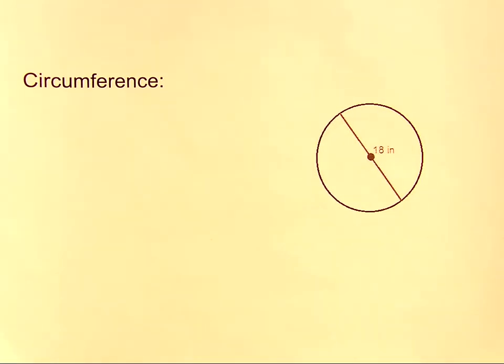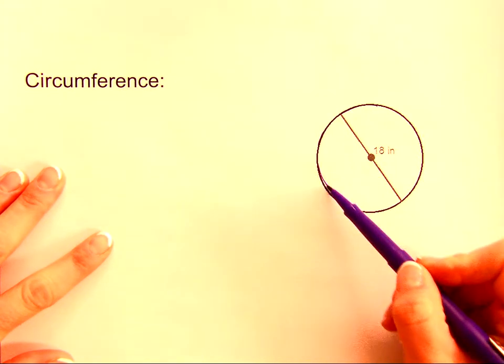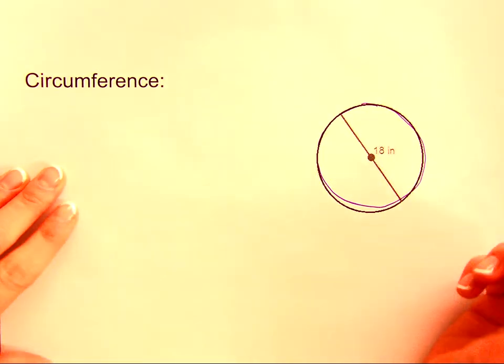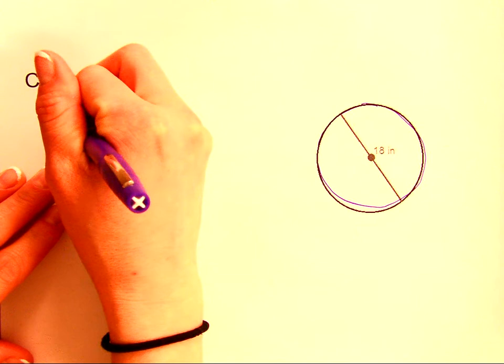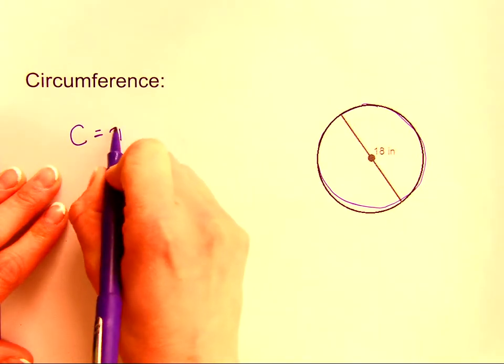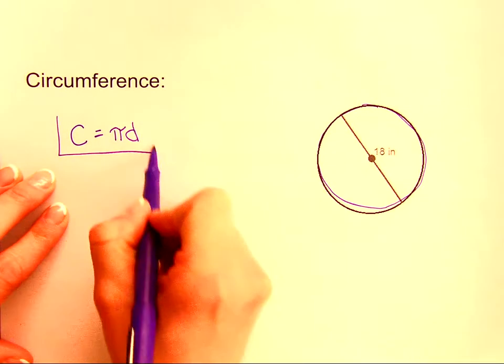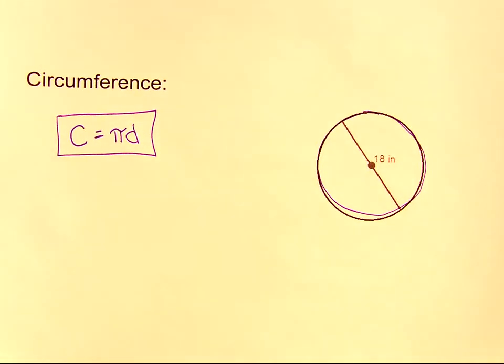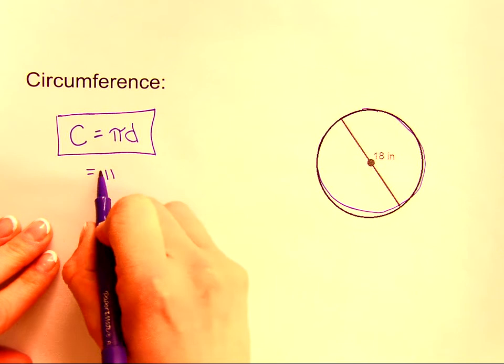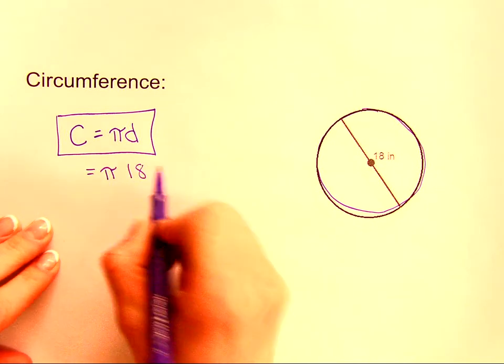So one of the other things that you learned last year about a circle was how to find the circumference. So circumference is the distance around the outside, right? How long is it around the outside of a circle? So the formula we use to find circumference is C for circumference is equal to pi times diameter. So in this case, I was given the diameter, so to find circumference in my calculator, we'll need to type in pi times 18.